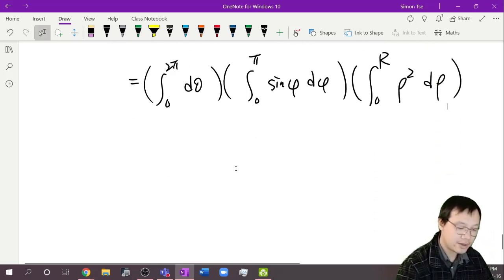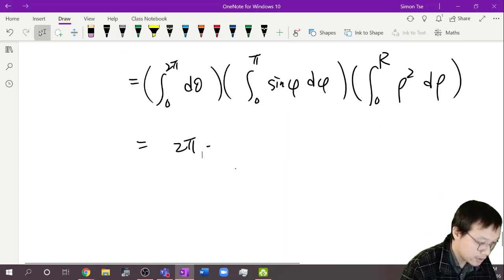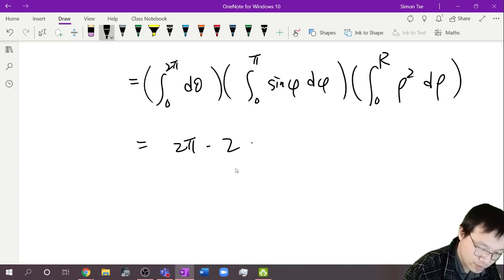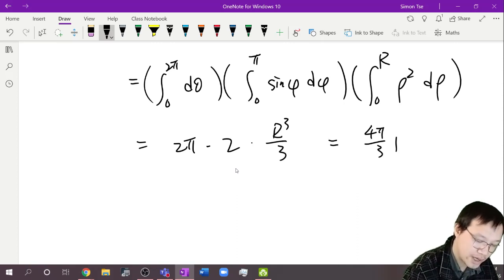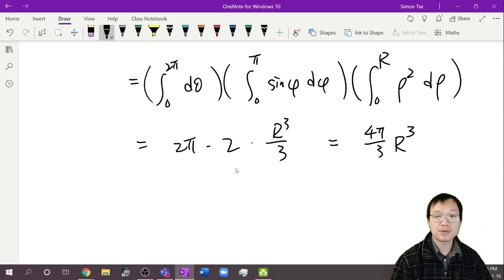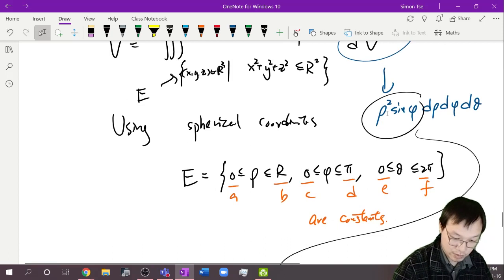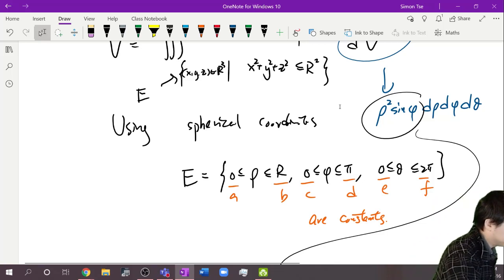So what we have here for the first integral is 2 pi. The second integral is going to be 2. And the last integral is going to be rho cubed over 3, so it's going to be R cubed over 3. Multiply all these together, you get 4 pi over 3 R cubed, just like before, with way less effort, assuming you know this Jacobian. So once you know this Jacobian function, calculating volumes like this will be easy.